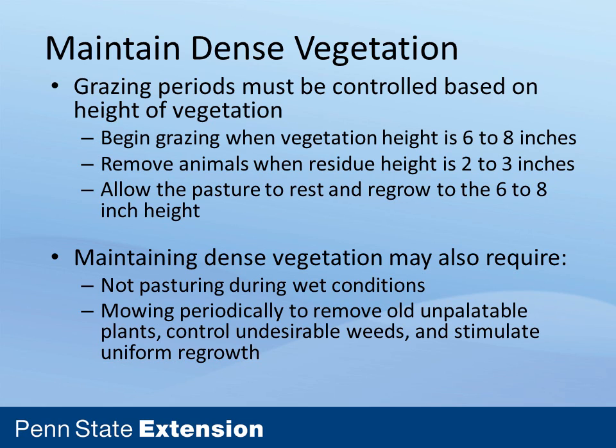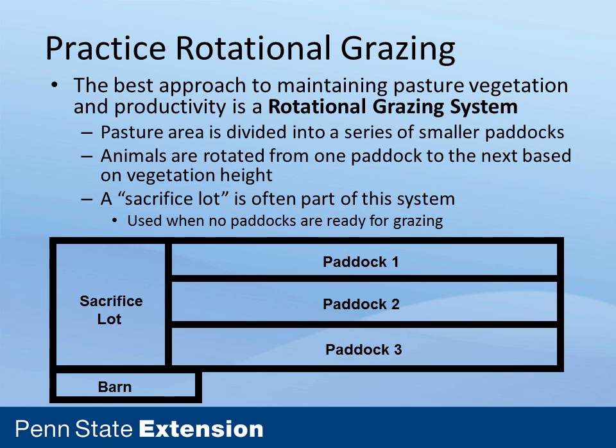Also, during the growing season, mowing our pastures maybe 2 to 3 times to remove old unpalatable plants that the animals will not eat, also to control undesirable weeds, and to stimulate uniform regrowth of our pastures during those rest and regrowth periods is very important.